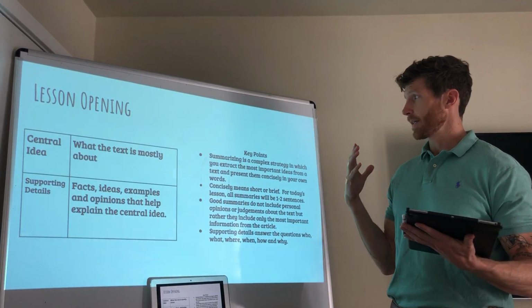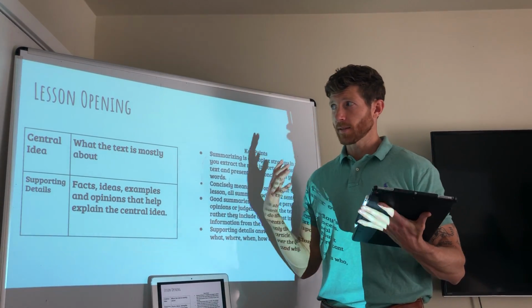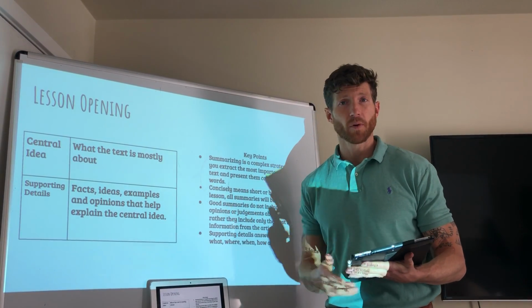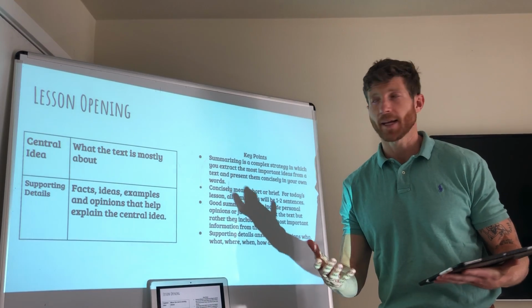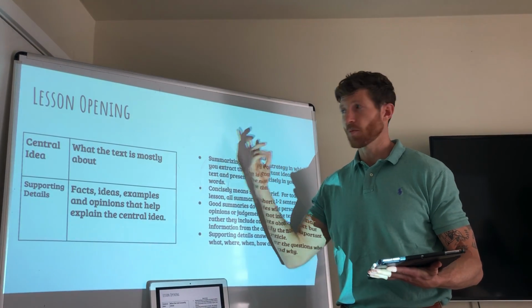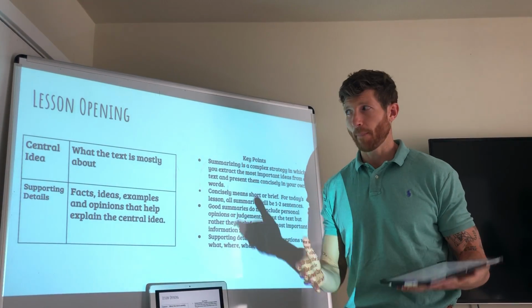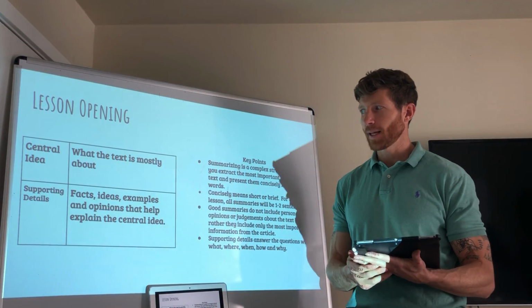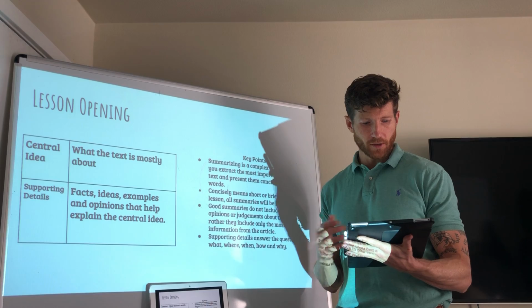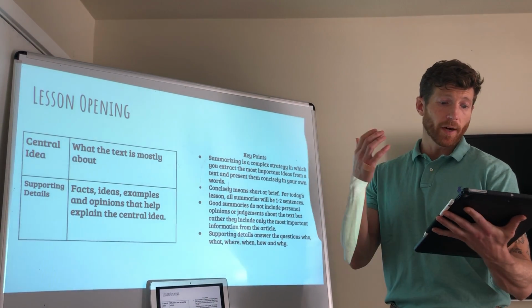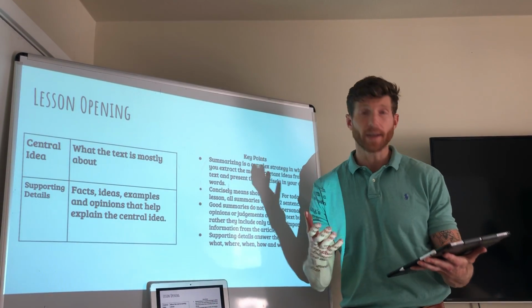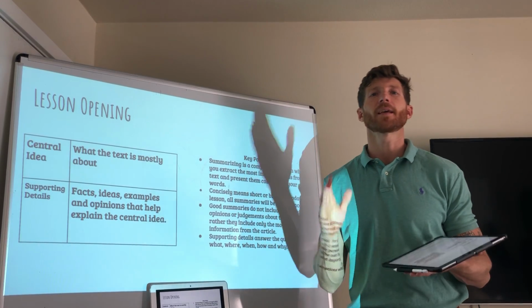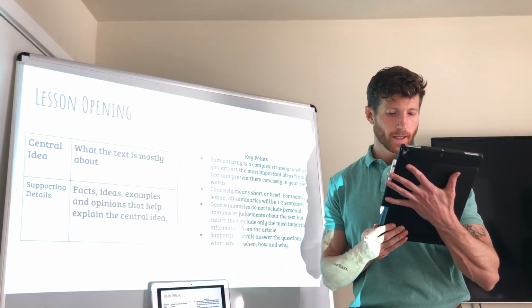what we're going to be talking about today is summarizing the central idea and supporting details. What is the central idea? Central idea is what the text is mostly about. Supporting details are facts, ideas, examples, and opinions that help explain the central idea. A summary is simply just expressing the main points in your own words.